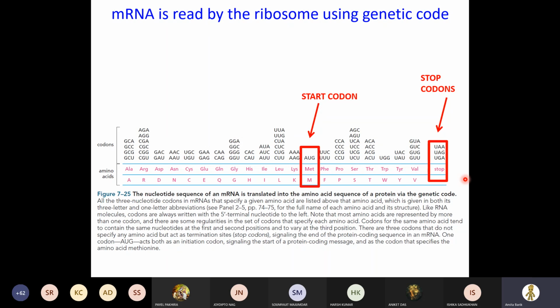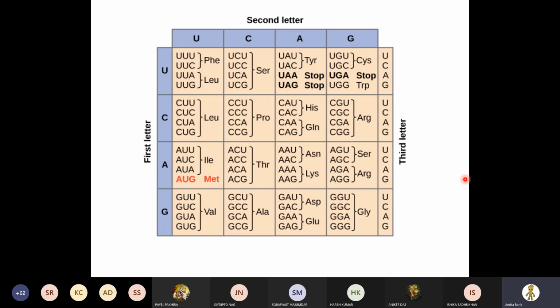AUG and these three are stop codons. Okay. Again, this is the way the chart has been prepared, because you can write the first letter if it is U, C, A, G, and the second letter if it is U, C, A, G, and the third letter is U, C, A, G, U, C, A, G, U, C, A, G, and all that. So this way you can form the combination.